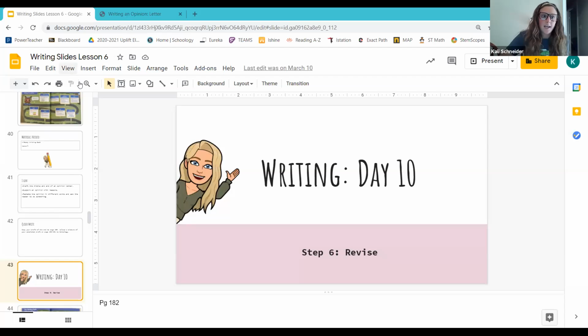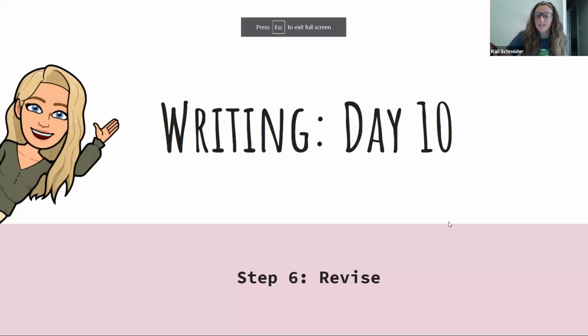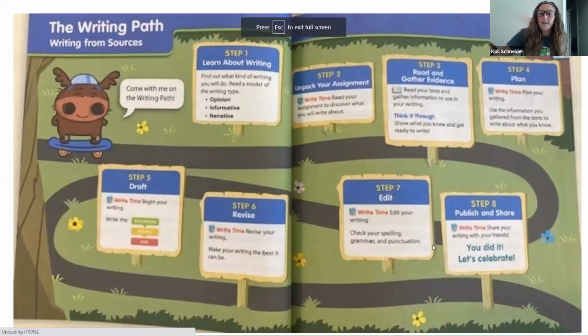We're going to go ahead and get started so that we can start revising our draft today. So we are on writing day 10. We are almost complete with this. We are on step 6 of revising. So Herschel here has taken us through, come on through the path with us. And step 6 is to revise. It is right time in revising your writing. So we're going to make your writing the best it can be.